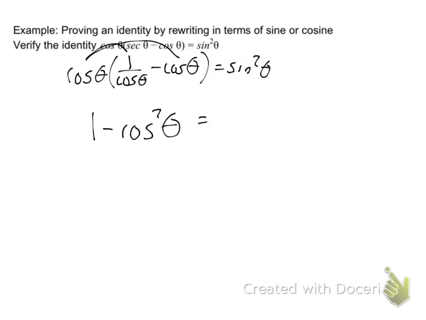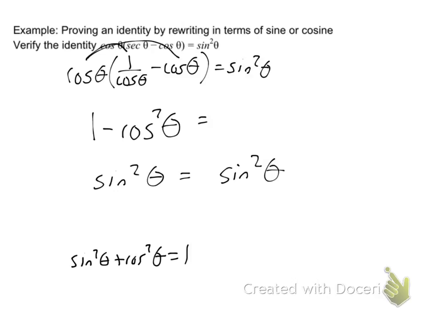Oh wait, that is equal to sine squared because sine squared theta plus cosine squared theta is equal to 1. What happens when I subtract cosine squared from both sides? You'll get sine squared theta. So therefore, this thing is equal to sine squared theta, which equals sine squared theta. Check. We just verified. The left-hand side was able to be made into the right-hand side.